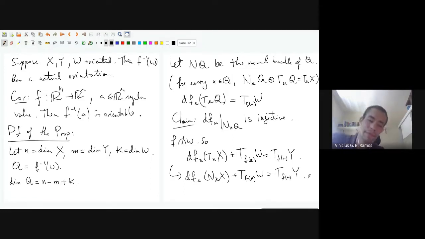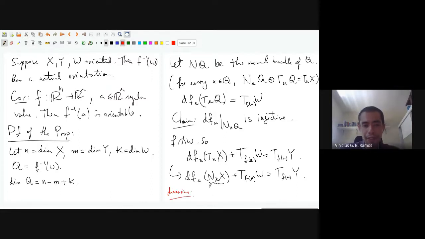Okay? This is because something here can be written as something in the normal bundle and something in the tangent bundle. And the tangent bundle goes over here, and the normal bundle goes over here. So we do have this other equation. And now we just look at dimensions. So what is the dimension of the normal bundle? The dimension of the normal bundle is the complement of the dimension of Q in X. So let's look at the dimensions.